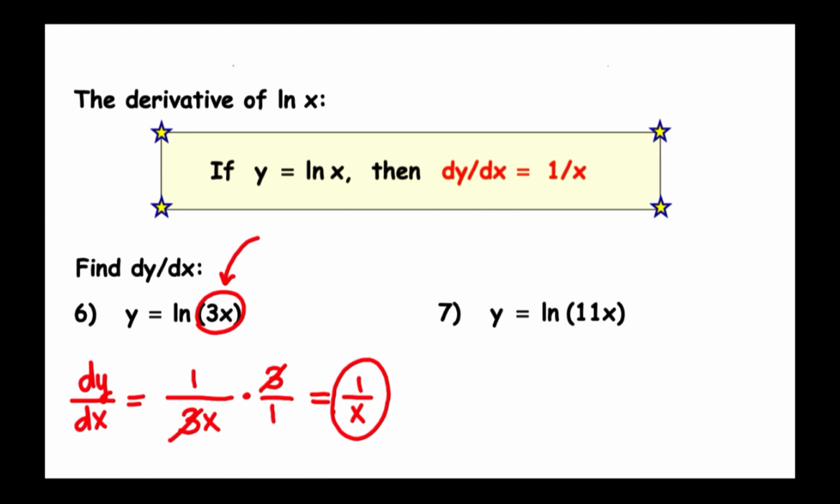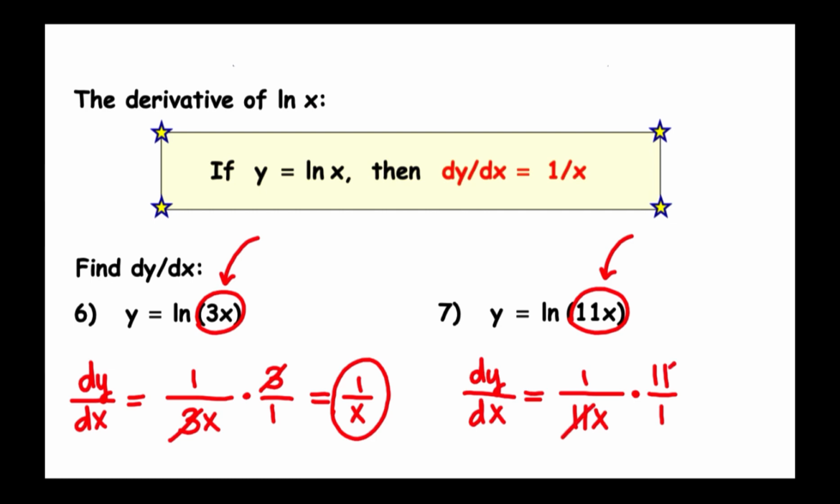All right. That's it. Let's try number 7, same sort of thing. dy dx, the derivative of y with respect to x. It's natural log, so the derivative would be 1 over stuff, or 1 over 11x, times a chain rule, the derivative of 11x, which is, well, 11. Make that 11 over 1. The 11's cancel away, and the answer is, you guessed it, 1 over x.